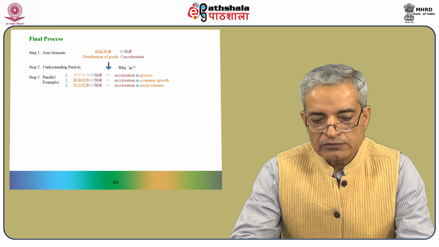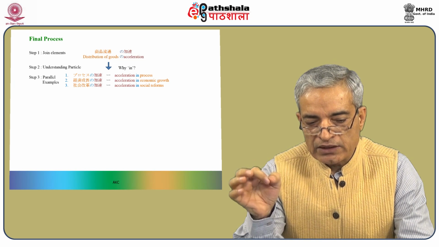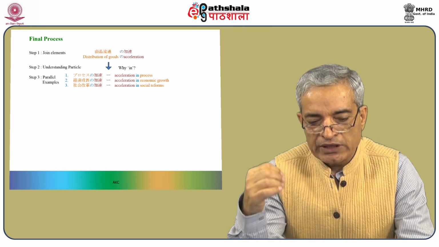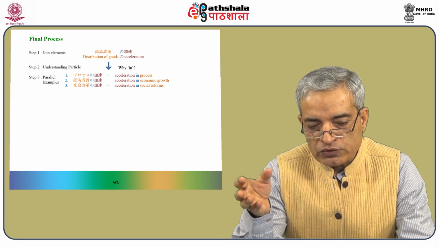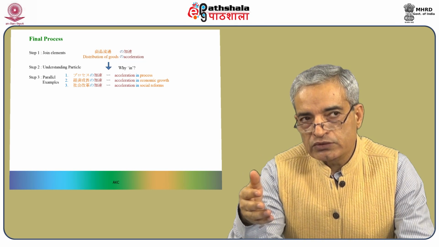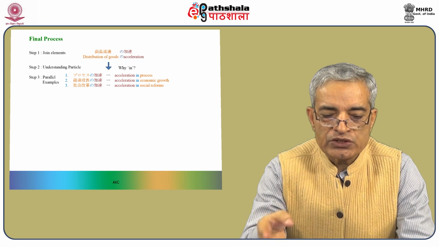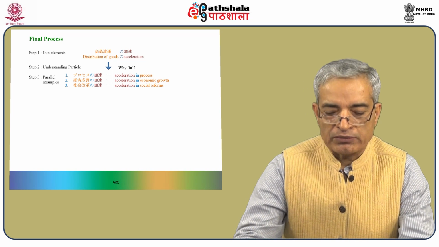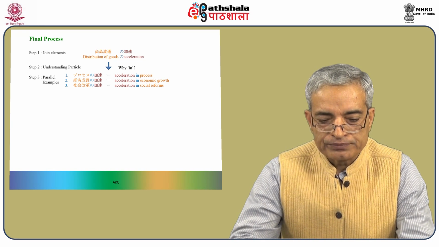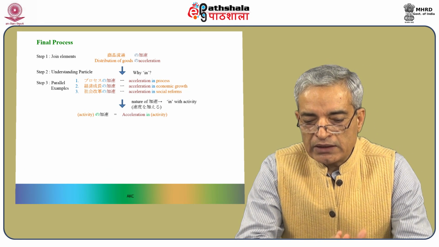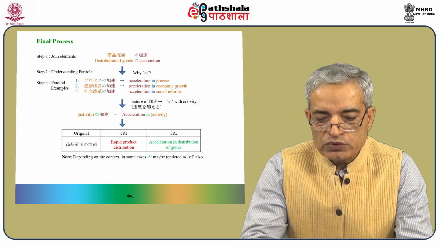Understanding the particle in. See parallel examples, if you see process no kasoku, it means acceleration. Process no acceleration. So acceleration in process, acceleration of process is also possible. Then keizai seicho no kasoku, that is seicho no kasoku, which is keizai seicho no kasoku, acceleration of growth of economy. So acceleration of economy growth, acceleration in economy growth. Shakai kaikaku no kasoku, acceleration in social reforms. So the nature of kasoku shows that in with an activity is quite suitable, particularly in the context. So activity no kasoku, acceleration in that activity.